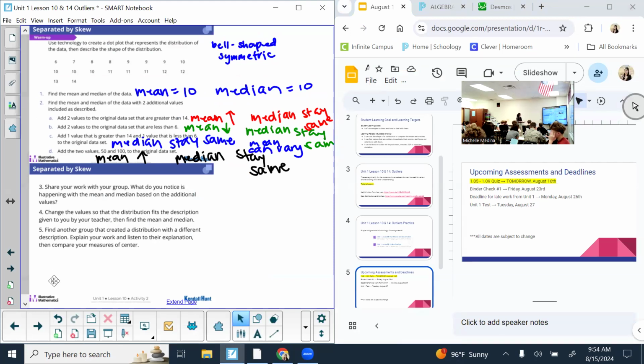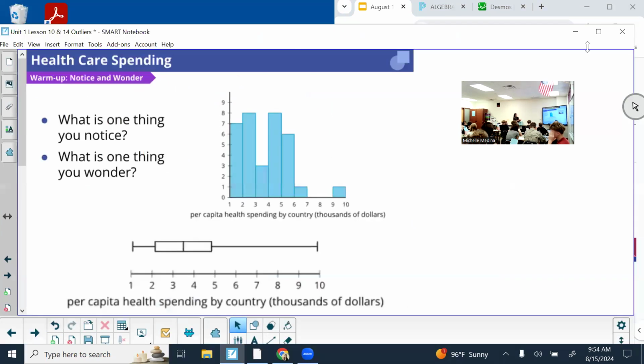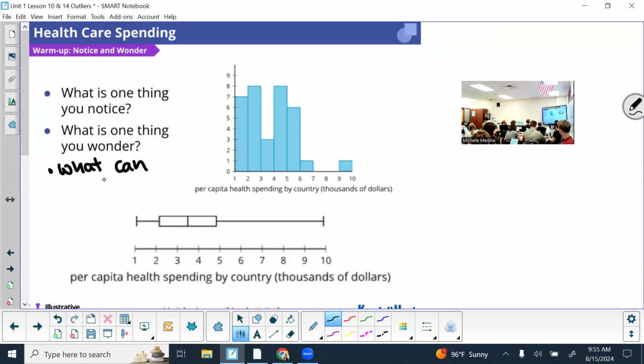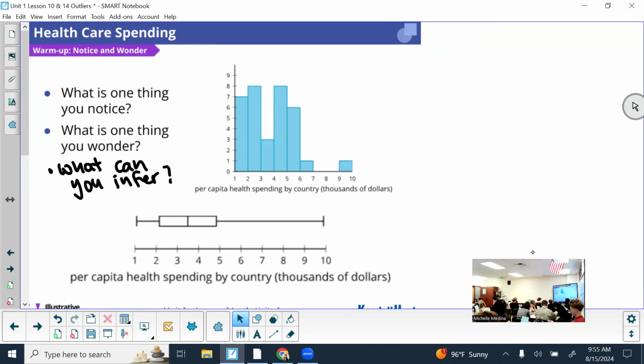All right, so back to this. We are going to look at this page, the second page. So you have 2 different data displays. In your brain, think of something you notice, wonder, and then we're also gonna add, what can you infer? So based on what you see, what assumptions can you make? So think about that yourself. I'm gonna call on some of you. Still the same reporter for now, but it will change. So we're always ready, always on.